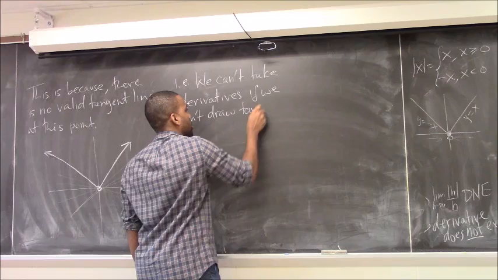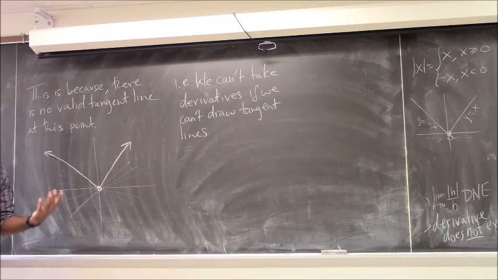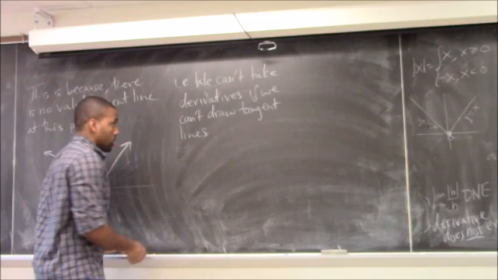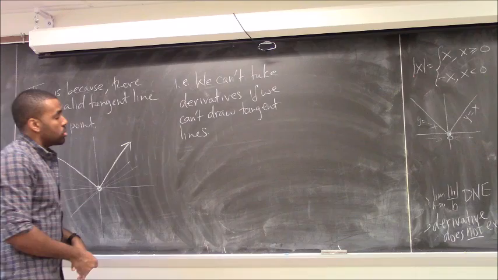Because the whole point of the derivative is to give us the slope of the tangent line. If no such line exists, the derivative cannot exist. There are really three situations in which this can happen, and I'm going to describe them for you soon, but I just wanted to define a phrase for you here.